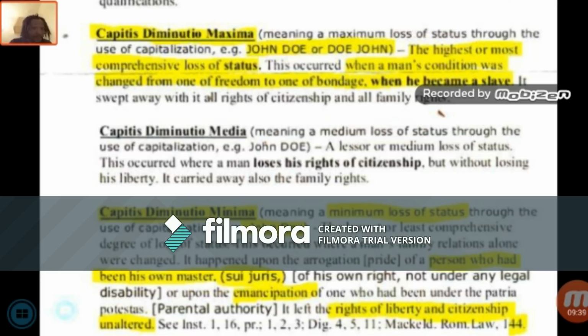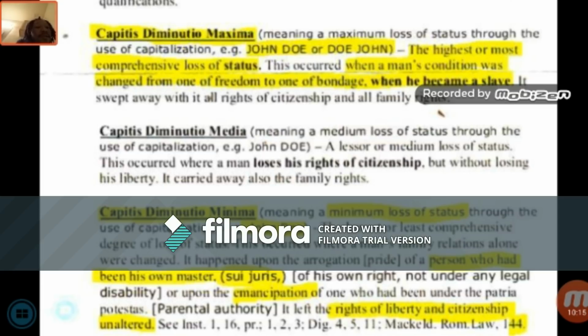Sorry, my eyes are kind of bad. Of his own right and not under legal disability, or upon emancipation of one who has been under, I don't want to butcher this word in Latin, so I'm going to just skip it and say parental authority, what they have in parentheses after it, which is what it means. Parenta potestas. I don't know. Anybody that speaks Latin better than me, let me know.